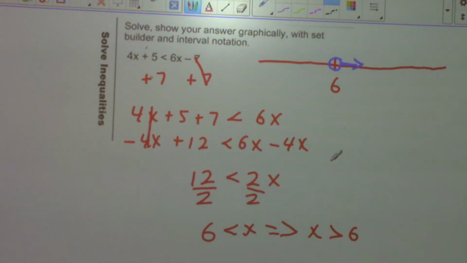So there's graphically, and what about set notation? Remember what that looks like? Kind of the curly brackets. x such that x is greater than 6. So that's set notation. We'll be doing some of that this year. And then interval notation, what's that going to be? It's parentheses, 6, comma, infinity, close parentheses. So graphical, set builder, and interval.